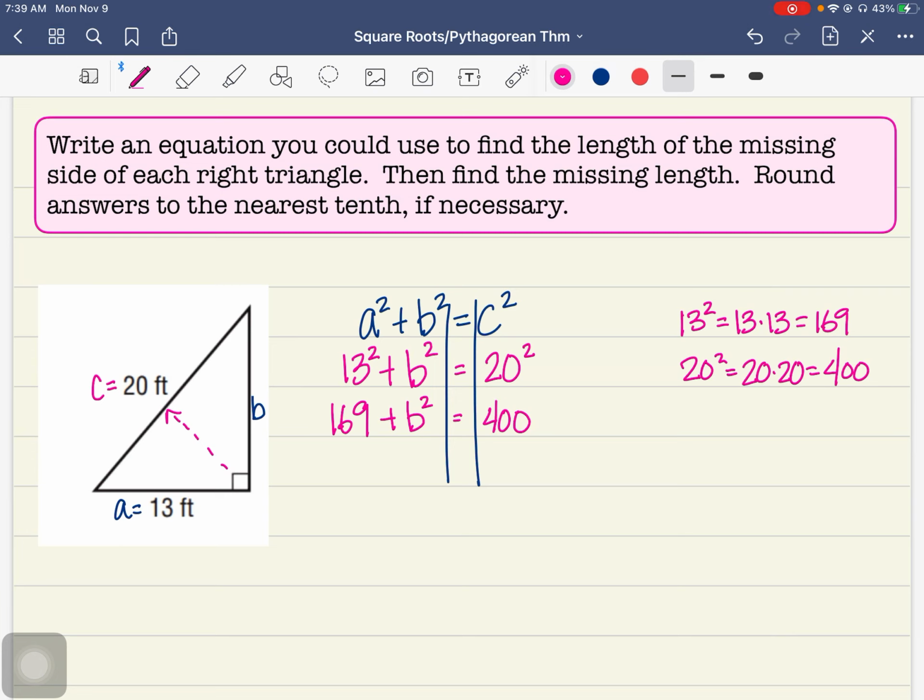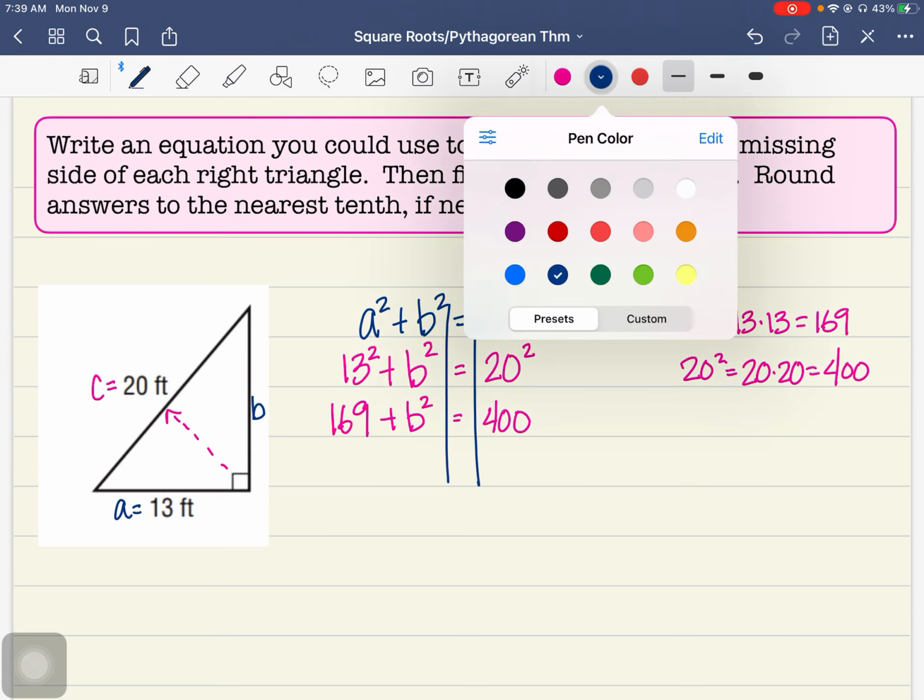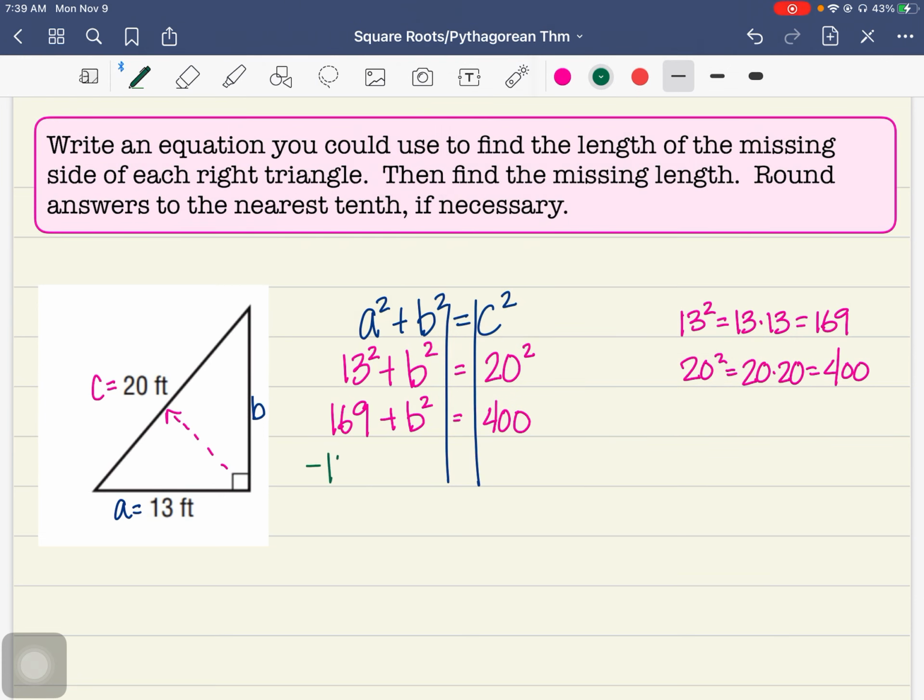All right. So on this one, notice that I've got numbers on opposite sides. So we want to start getting this B by itself. So I am going to subtract 169 from both sides. And we get B squared equals 231.